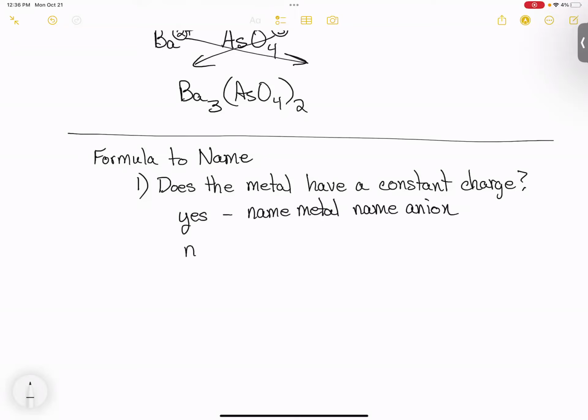It is when we say no that it is challenging. Because if I say no, what does that mean? A Roman numeral is necessary.